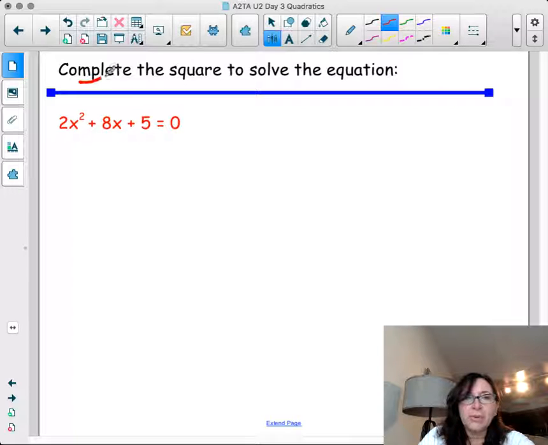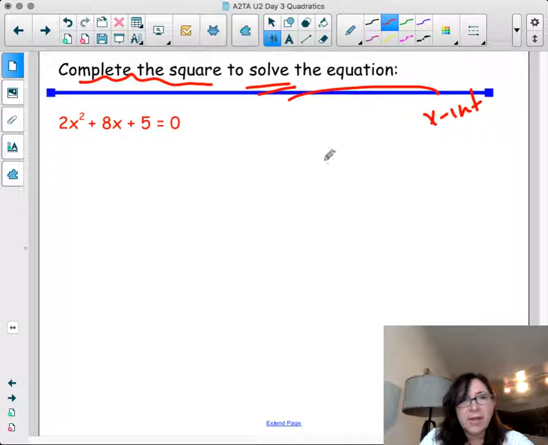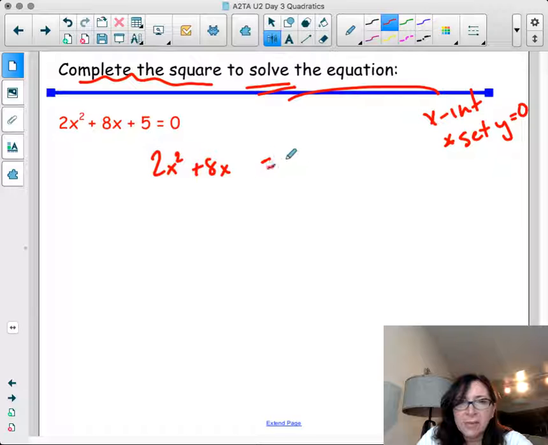Okay, so we're back to complete the square to solve the problem. Again, I'm looking for the x-intercepts. So the first step that you need to do is set y equal to 0. We already did that, y is equal to 0. So we're going to use the completing the square method. Again, we're going to go 2x squared plus 8x is equal to -5. Now, again, completing the square, I cannot have a number in front of my x squared term. So I do need to factor that out.